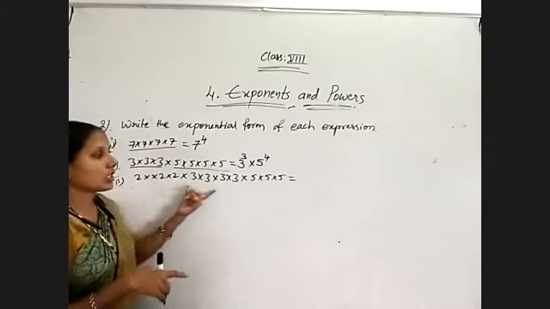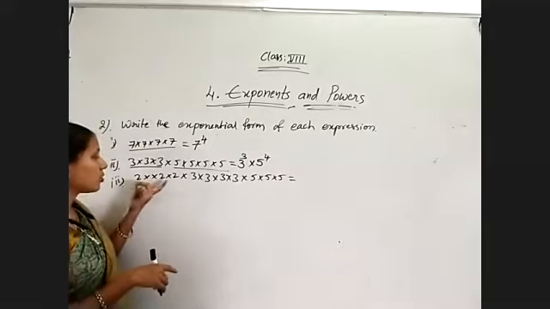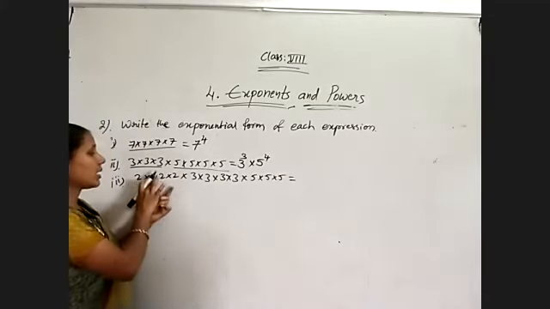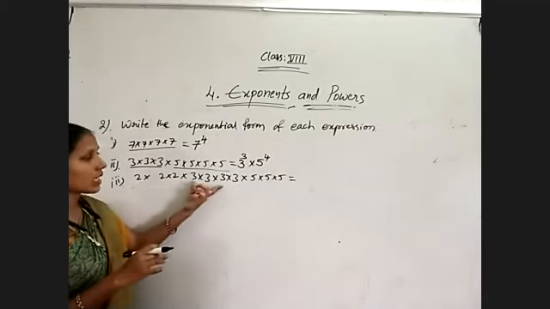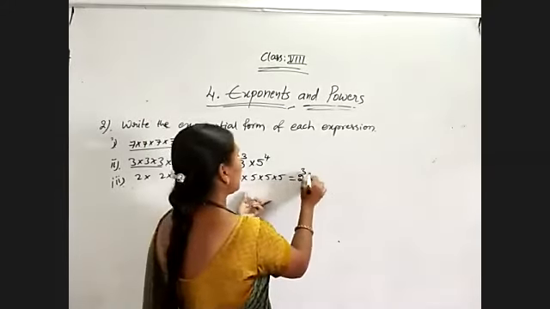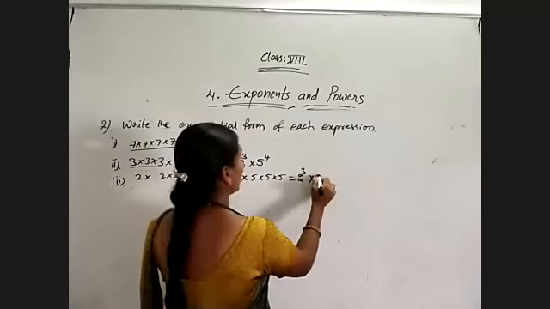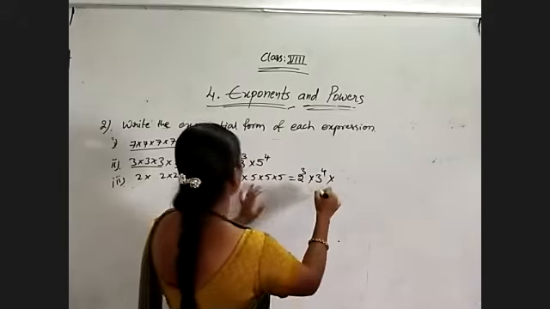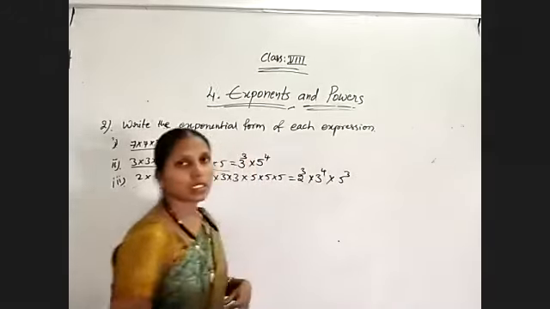Now here 2, 3, 5: 3 numbers we have. 2 came how many times? 3 times. 3, 4 times. 5, 3 times. That is 2 cube into 3 power 4 into 5 power 3. That's all.